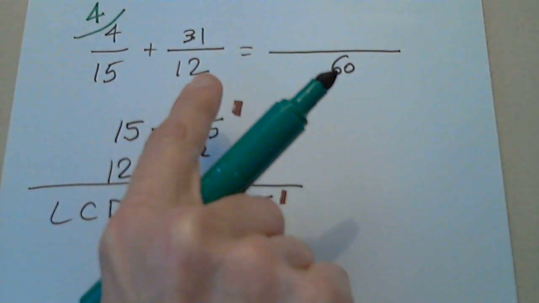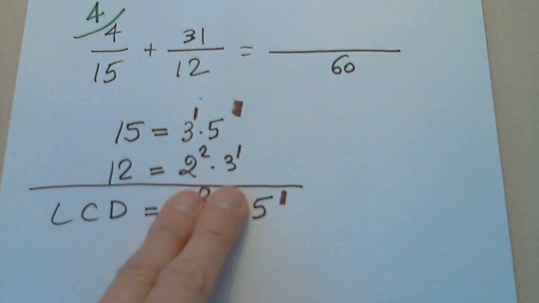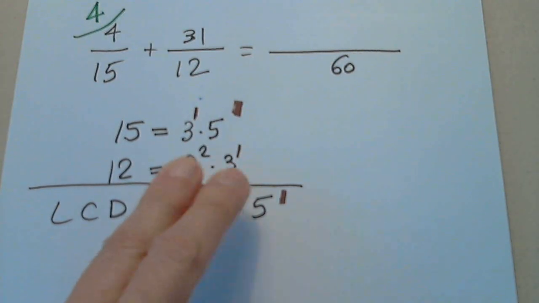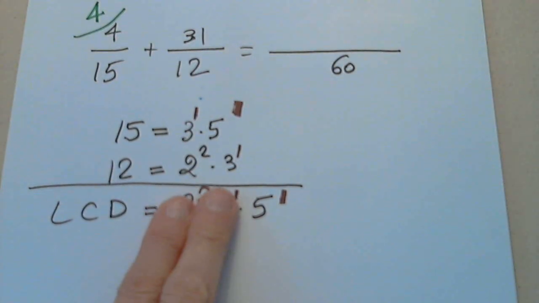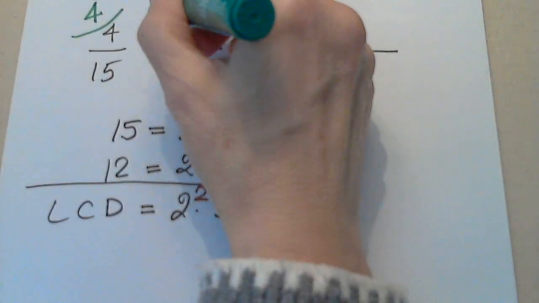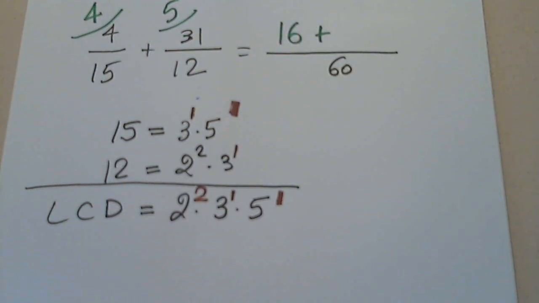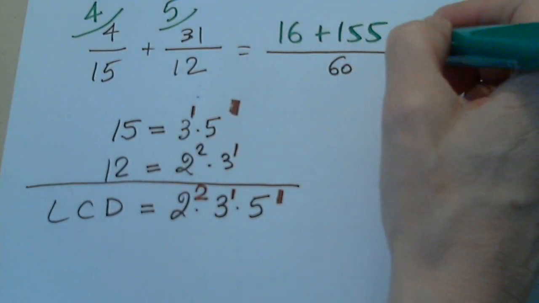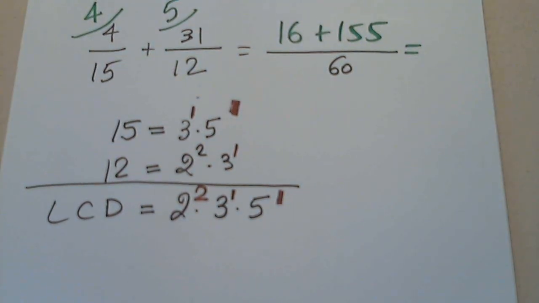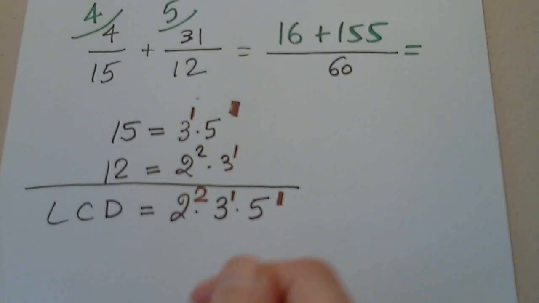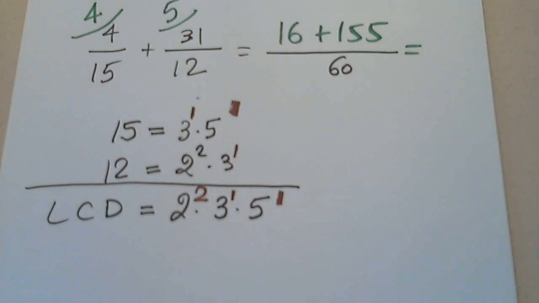Again, from here, this is easy. This is the 12. So what did I multiply 12 by to get 60? That's it. So 4 times 4 is 16, plus 5 times 31 is 155. Will you ever be tempted to simplify 155 with 60 and 16 with 60 by 2 and 155 with 60 by 5?